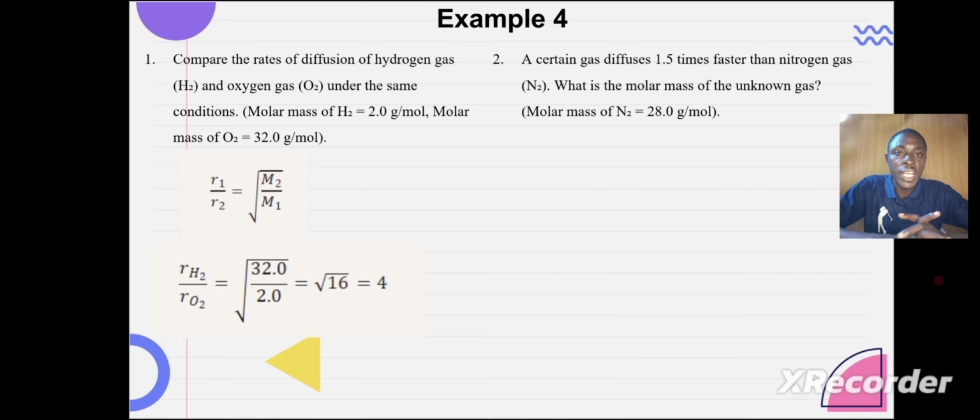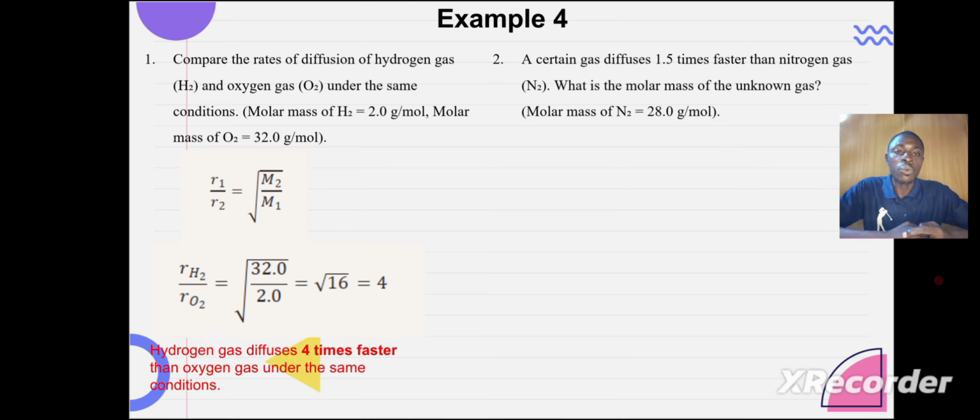So for hydrogen, if we take hydrogen as the first gas, we can say the rate of diffusion of hydrogen gas over the rate of diffusion of oxygen gas is equal to the molar mass of oxygen over the molar mass of hydrogen. So don't forget to invert it when you are substituting, because it's an inverse relationship. At the end of the day, once you divide and take square root, you will get 4. It means that hydrogen diffuses 4 times faster than oxygen. Okay, let's go to the second question.